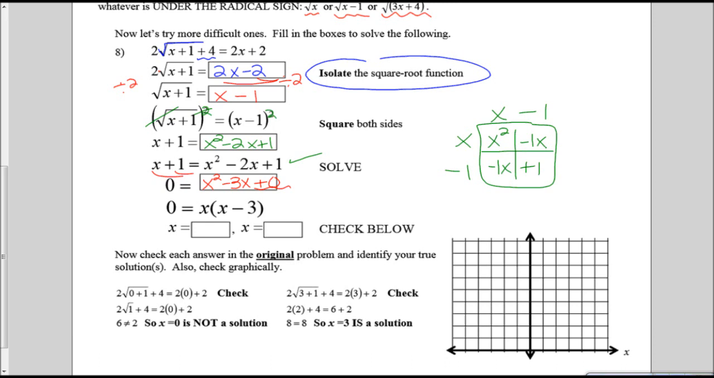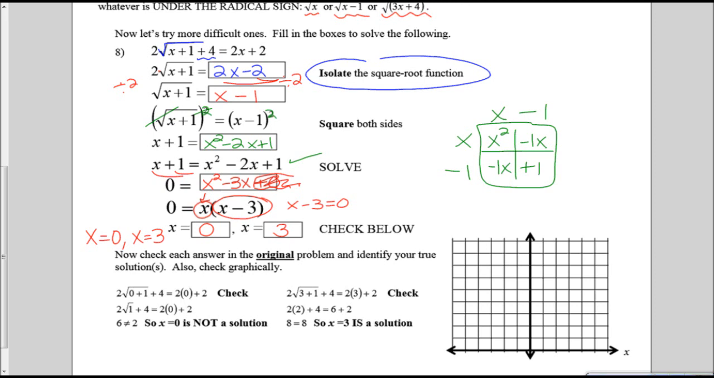I have x squared minus 3x. So all I need to do is take out x as my GCF, which would leave me with x minus 3 on the inside. To solve, I set each factor equal to 0. If I set x equal to 0, I get x equals 0. If I set x minus 3 equal to 0, when I move the 3 over, I'll have x equals positive 3. So I've just gotten two solutions, x equals 0 and x equals 3.